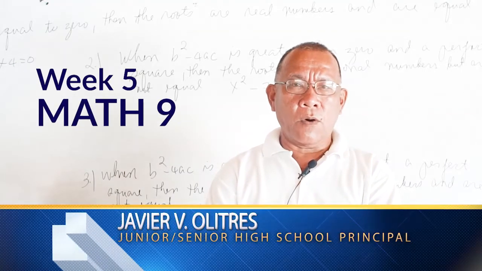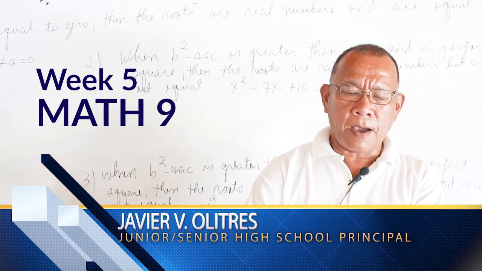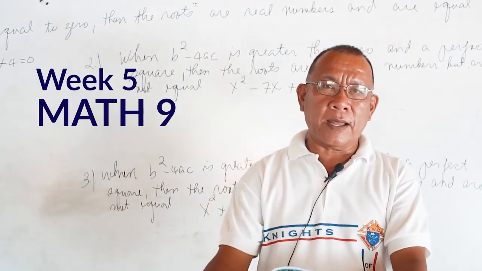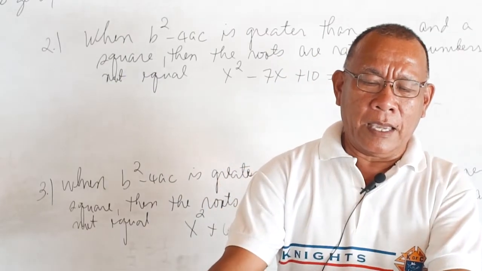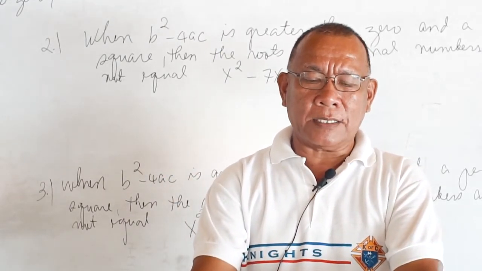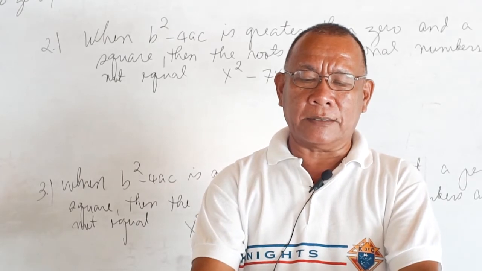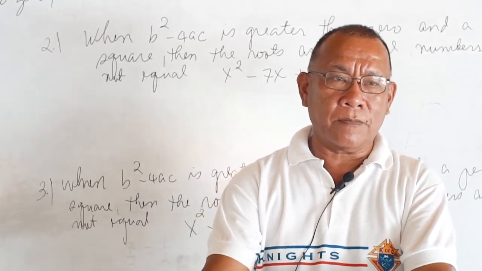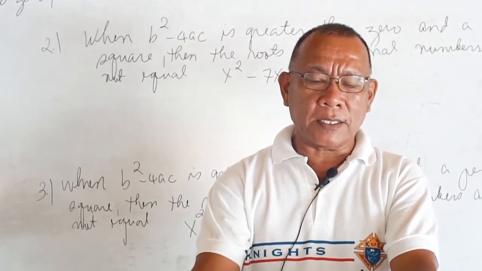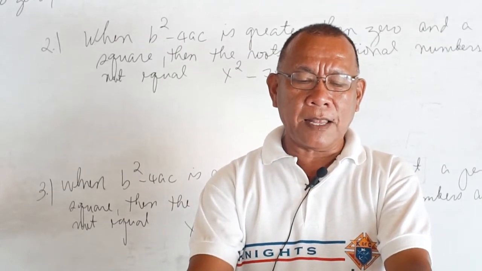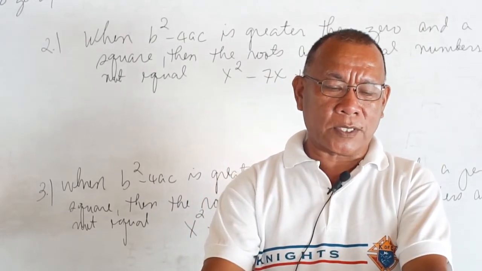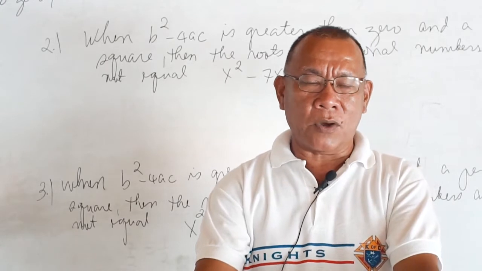Our topic for week 5: the nature of the roots of a quadratic equation. The value of the expression b squared minus 4ac is called the discriminant of the quadratic equation ax squared + bx + c = 0. This value can be used to describe the nature of the roots of the quadratic equation.